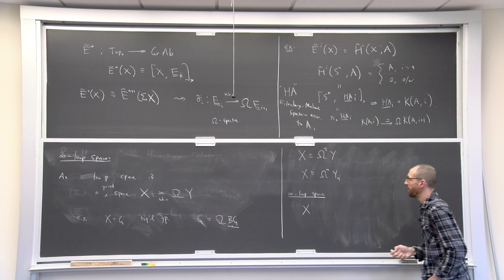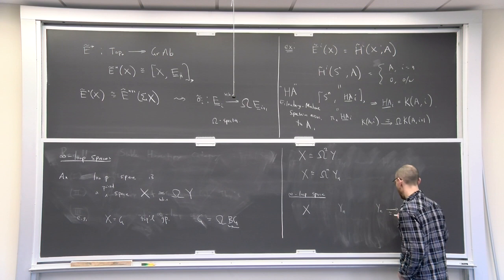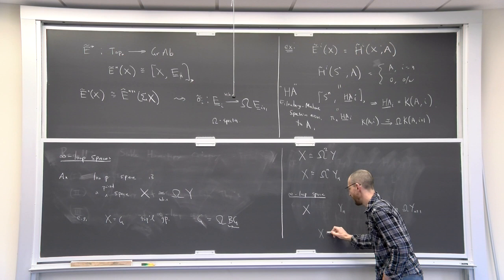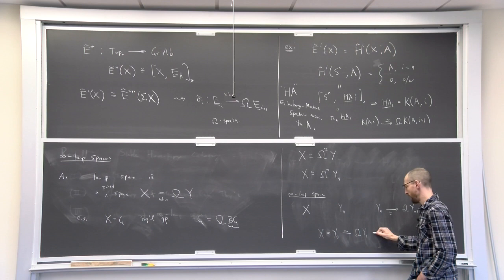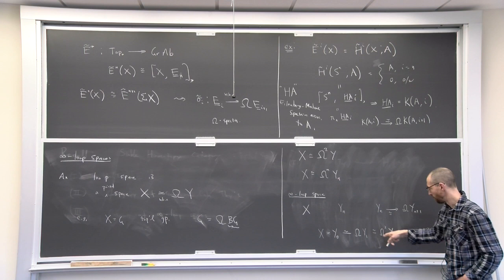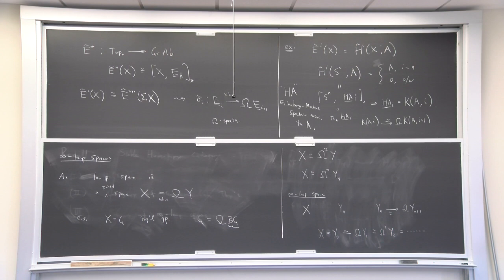So it's best to define an infinite loop space X to be a sequence of spaces Y_n together with equivalences Y_n is equivalent to loops Y_{n+1}, and then X is our Y_0, and Y_0 is equivalent to loops of Y_1, and it's equivalent to loops squared of Y_2 by means of taking loops of the equivalence from Y_1 to loops of Y_2, et cetera. And so that's a consistent way of making it an infinite loop space.